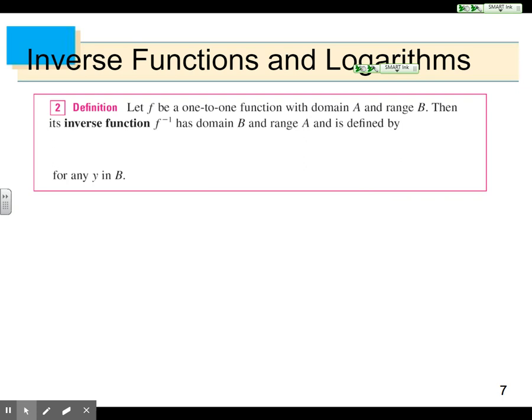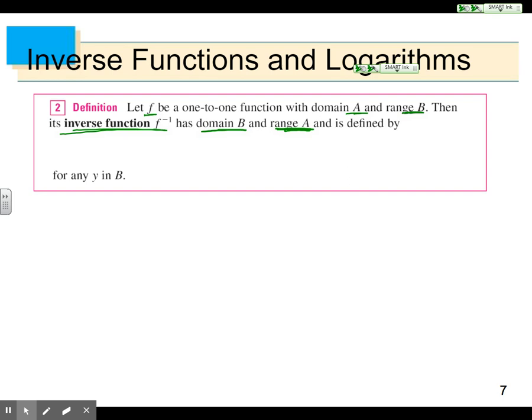Now, something else happens when you're dealing with inverse functions to the domain and range. So suppose that you have a regular function f with domain A and range B. Then the whole idea with an inverse function is that we're switching all of our x's and all of our y's. So that means that now what was my range, B, is going to be my domain. And what was my domain, A, is now going to be my range.